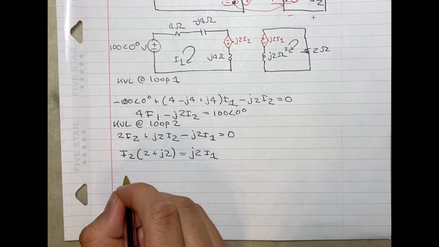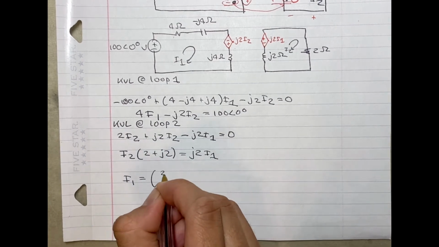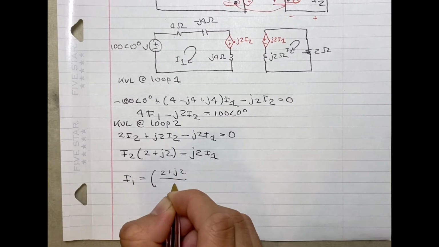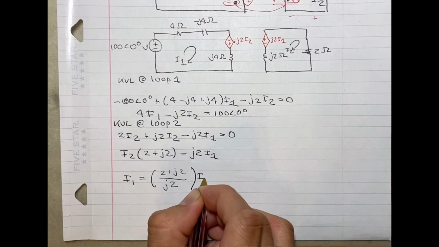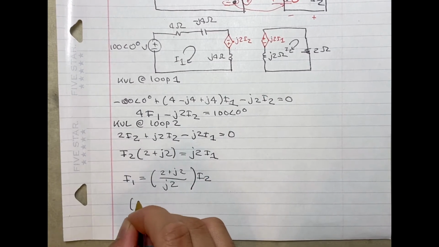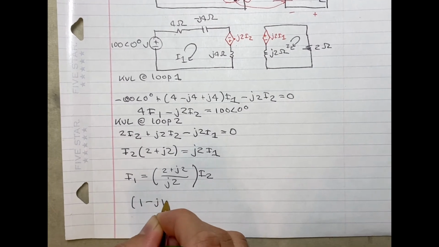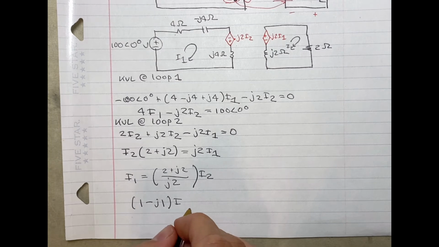This can be simplified down to I1 is equal to 2 plus j2 divided by j2, all times I2. This finally simplifies down to 1 minus j1 times I2 is equal to I1.